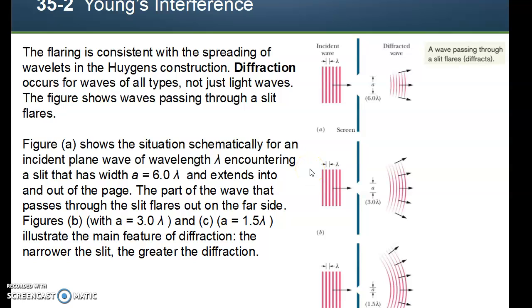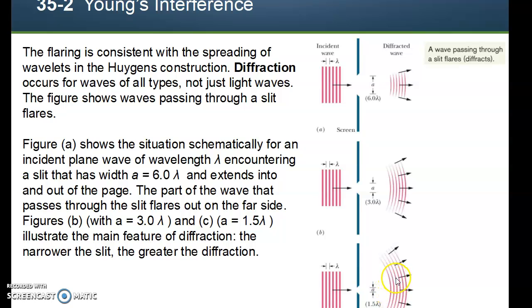Next we'll talk about Young's interference. Along with Huygens, that's one of the major different equations in this chapter. And essentially what you're talking about here is what happens when light passes through a slit. Diffraction occurs, and what happens is it bends to a certain degree. And the closer this spacing is, the smaller A is, you'll see that the curvature becomes greater and greater. Okay? So the greater the diffraction, this is why you get a diffraction here.